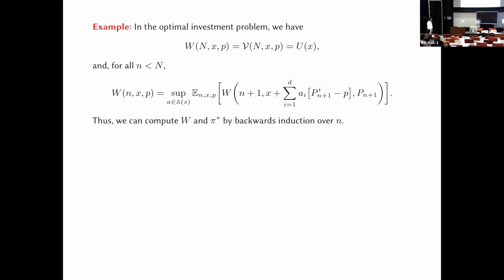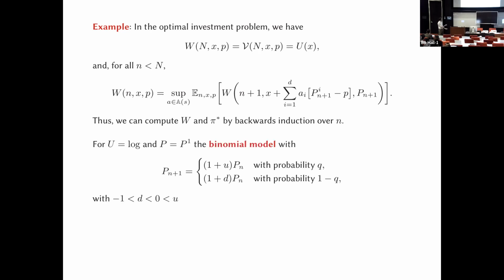And that's what it says here. Just optimize and then compute W. And if you do that here, I've done it for the simplest possible scenario. So we use a binomial model where we only have one risky asset, which either goes up by a factor of u with probability q, or it goes down with probability 1 minus q. And my utility function is log.